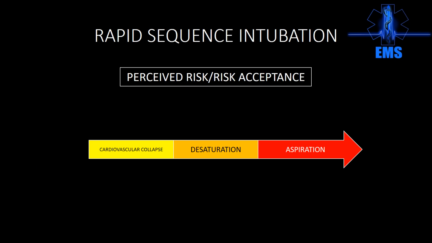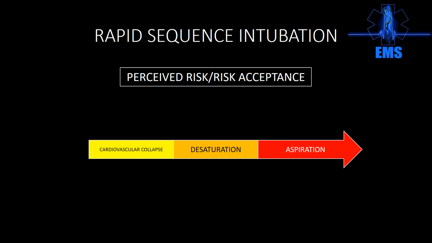RSI is largely prescribed for times when we think that there's a big volume of McDonald's just sitting in that stomach waiting to come up and meet you in the face as you stick the tube in the throat, or even more likely as soon as you bag the patient. So RSI is designed to prevent aspiration.